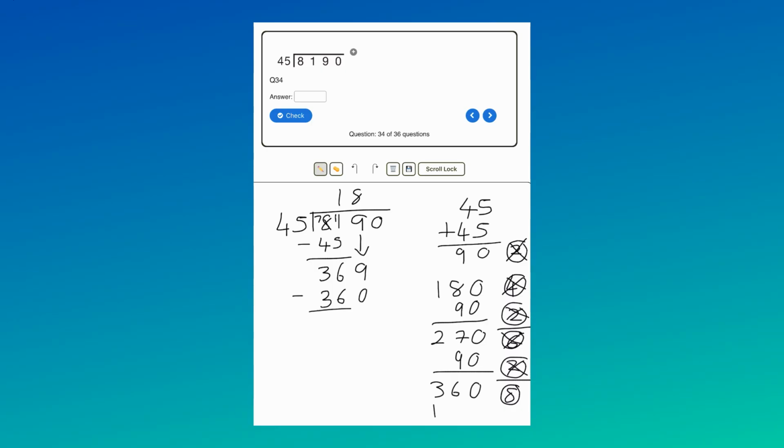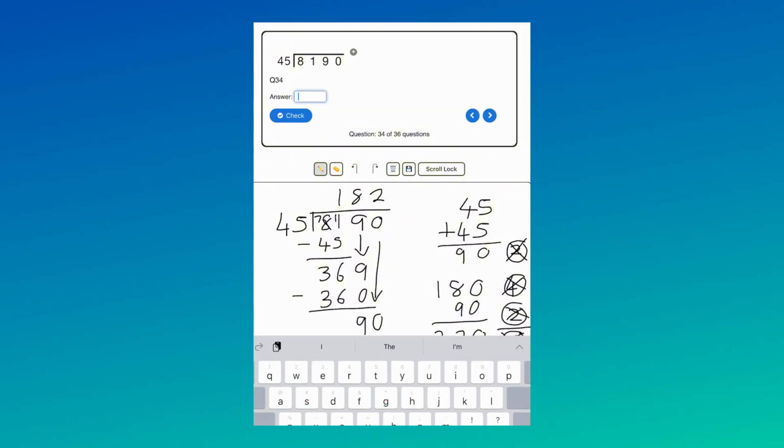Now I take them away from each other. 9 take away 0 is 9. 6 take away 6 is 0. 3 take away 3 is 0. Now I bring my 0 down. Now I know that 2 lots of 45 is 90. So I put my 2 and I can say 45 times 2 is 90. Do my takeaway and I've got my lovely 0. My answer is 182.